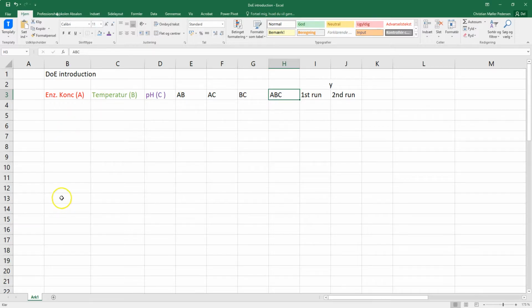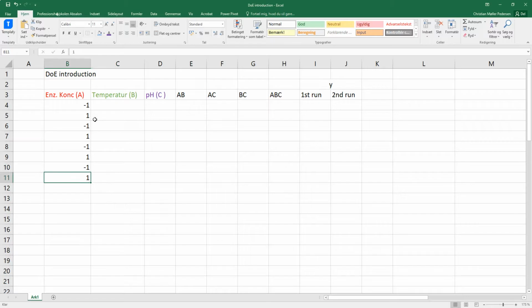So I'm going to set up the contrast matrix with the coefficients here, and then I'm going to plug in the measurement results. And as you can see, I've made room for first run and the second run, which means that I've done replications in this case. So first of all, let's put in the levels. So we have a low level, high, low, high, low, high, low, high.